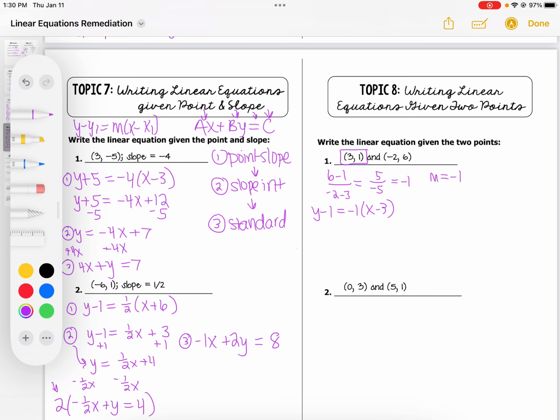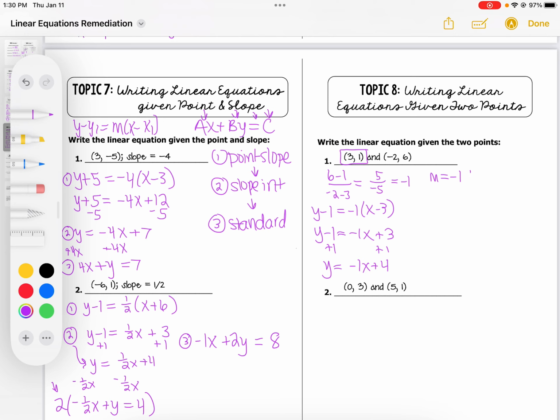If the question wanted you to have it in slope-intercept form, you could either create it in point-slope form like we did, then solve it for y, then add 1, and get y equals negative 1x plus 4 as your equation in slope-intercept form.